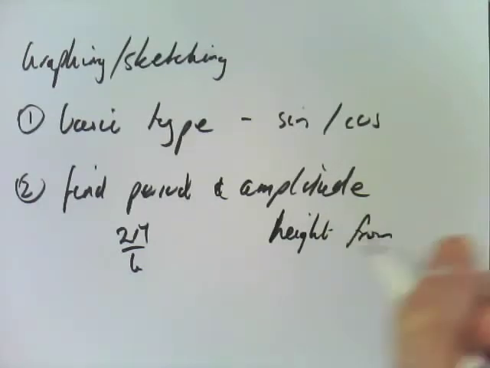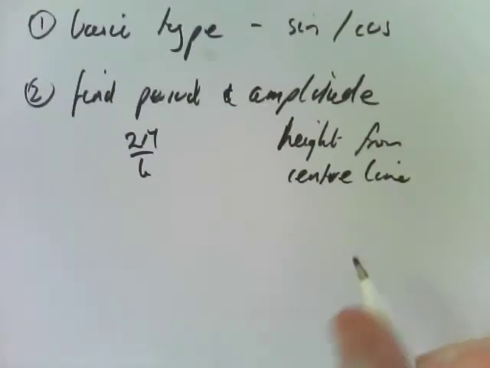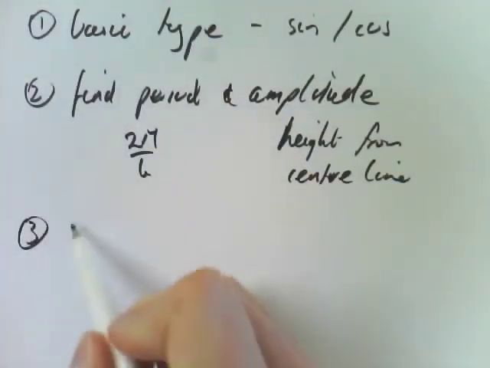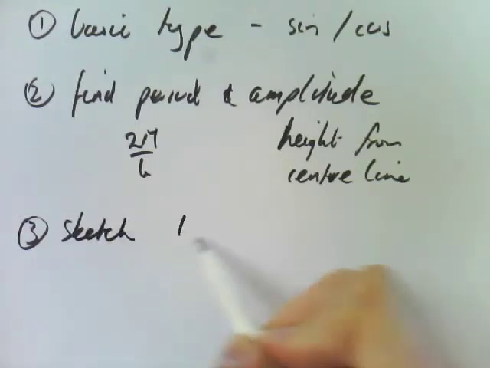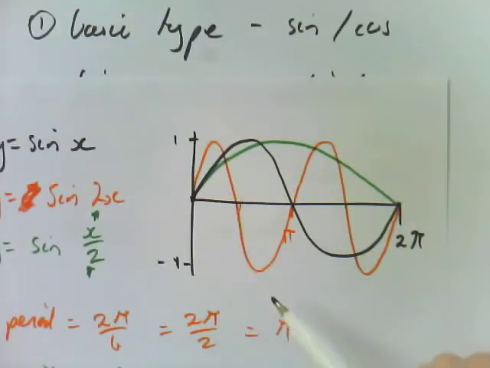Step 3 is to sketch one period. You normally only have to sketch one period. Technically speaking, with this orange one, if I was only sketching sine 2x, I would only have to do up to pi. I don't have to go any further than that. So you sketch one period.